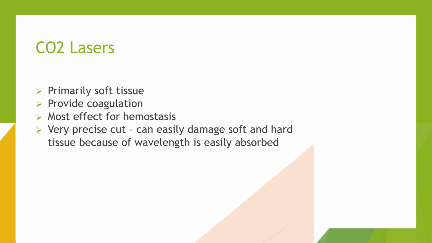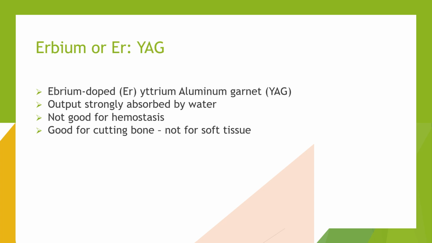So the CO2 laser is primarily for soft tissue. It provides coagulation, it's most effective for hemostasis, and precise cuts. It can easily damage soft and hard tissue because of the wavelength, it's easily absorbed. Then we have the Er:YAG, which is strongly absorbed by water. It's not good for hemostasis, and it's good for cutting bone, not so much for soft tissue.